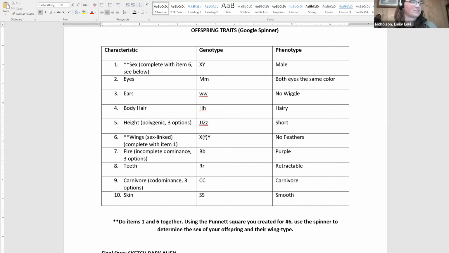So we had a male, both eyes were the same color, ears didn't wiggle, hairy body hair. He was short, didn't have any feathers on his wings, blue purple fire, had retractable teeth, was a carnivore, and had smooth skin. So I will stop sharing and show you my little alien that I drew.